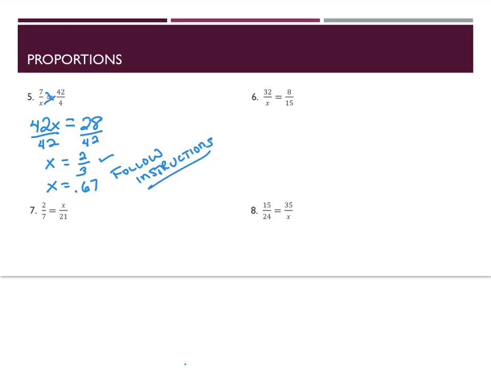Number 6, find your variable and do that cross product first. X times 8 is 8x. Put down your equal sign and then do your other cross product. 32 times 15 is 480. I want to get x by itself, so I divide by my 8. And x equals 60.